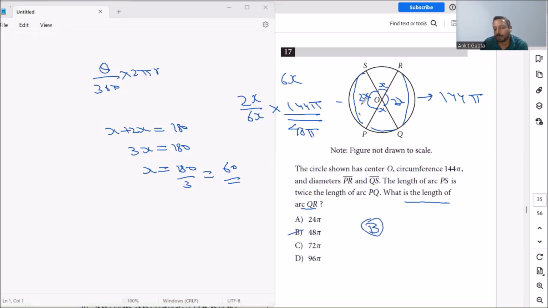We could have very well found the angles also, right? So we already found the value of x as 60 degree. So 2x value will become 120. So it becomes 120 by 360 into the circumference, which is 144 pi. So again, 144 pi by 3 and will be equal to option number B.